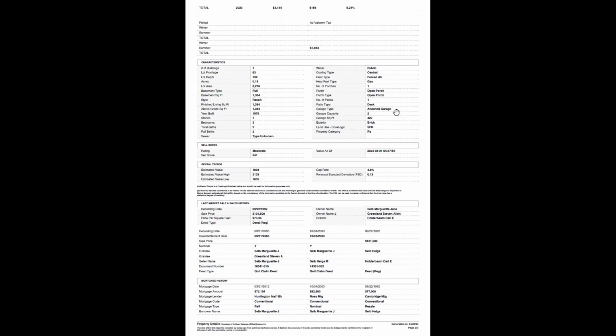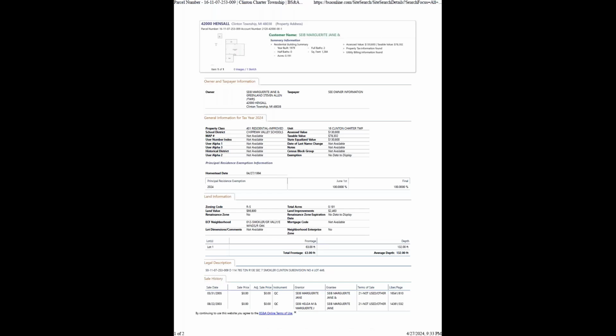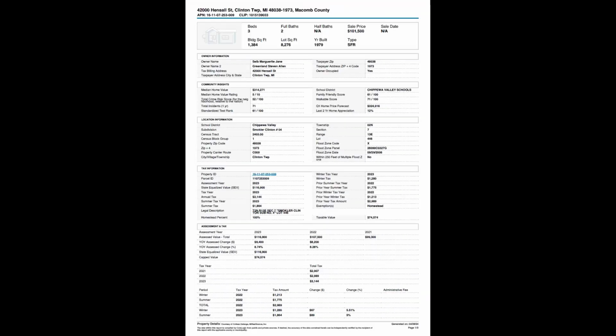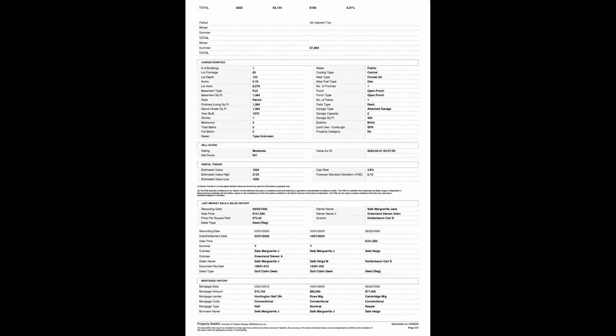I can also see it has an attached 2-car garage. I can see what the square footage of the garage is. So all of this information is going to help me find those perfect comps. It's also going to give me a little map view of where it is, and I again can see those lot lines.